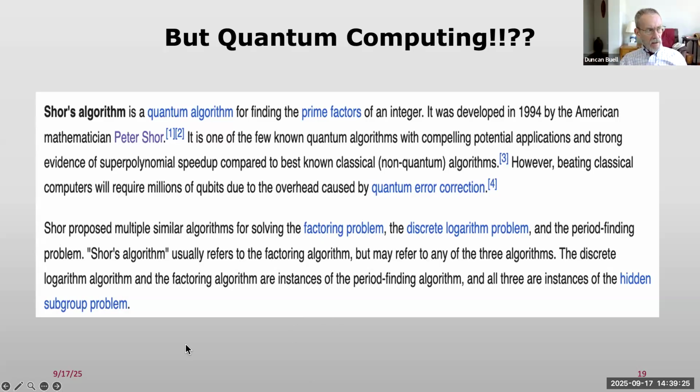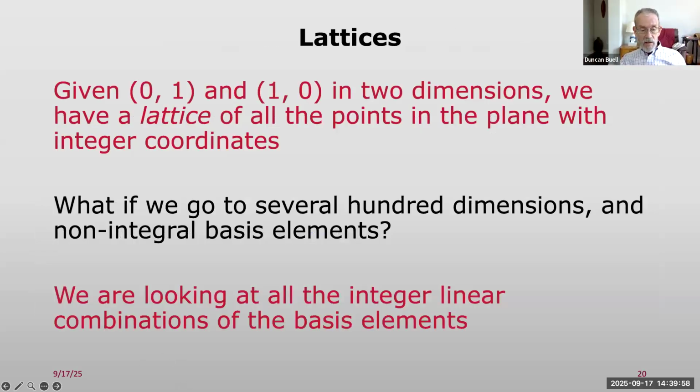I think it was last fall, there was a paper published that reduced the number of qubits needed to factor an integer of n bits from n squared to n to the 1.5. So that's still a lot of bits. If you're dealing with a 4096-bit number, that's still a lot of bits. But it's coming. Now, what is a lattice?